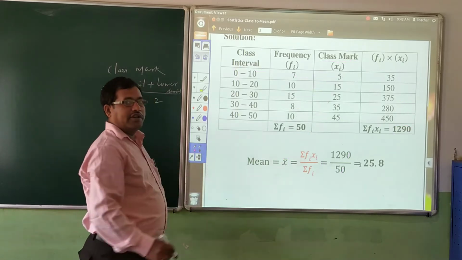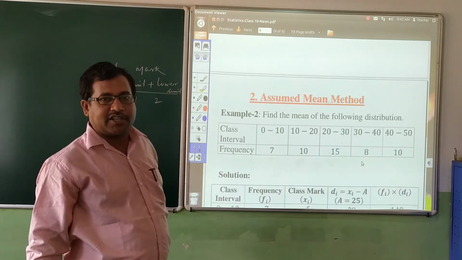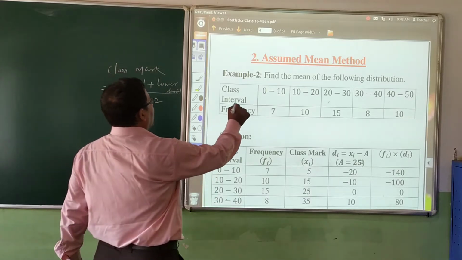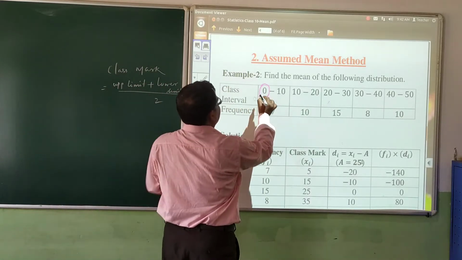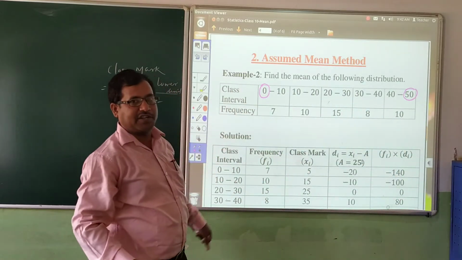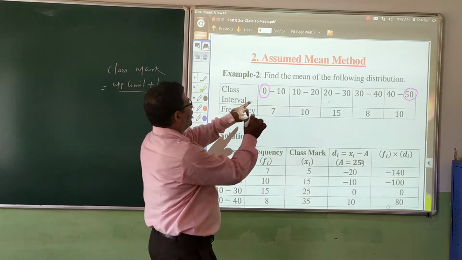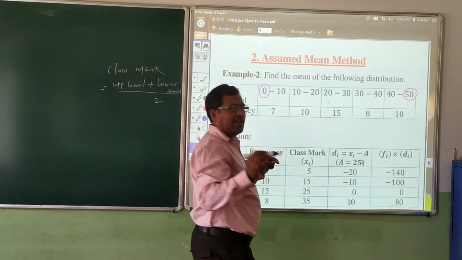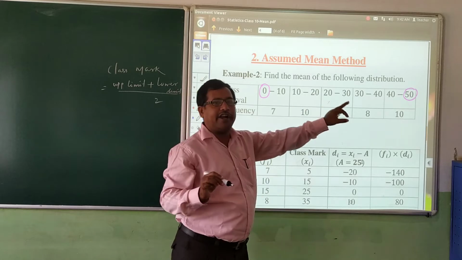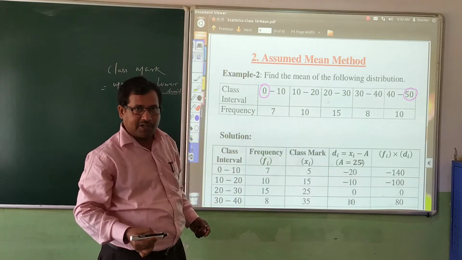Now we will go to discuss the second method, that is the assumed mean method. What do you mean by assumed mean method? As you know, our observation starts from 0 and the highest observation is 50. So always remember the mean will lie between 0 and 50. Mean can be any number between 0 and 50.